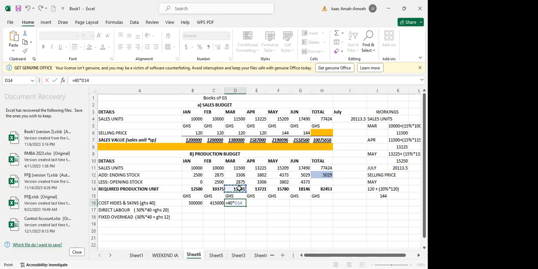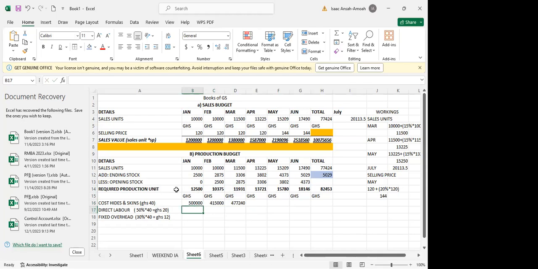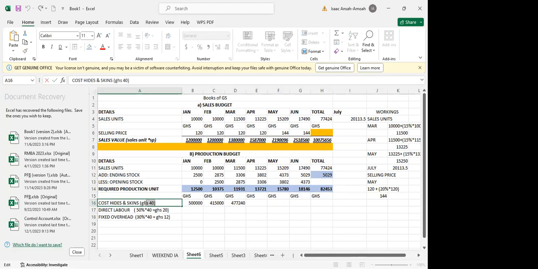Isaac, please, I'm a bit lost. Which one? What are we multiplying it with, please? Cost of 40 cedis by required production unit, right? So all these elements, all the cost elements here, we are going to multiply with the required production unit. Maybe I have to highlight this to guide understanding a bit. Okay, so you are multiplying all the cost elements by the required production unit. Okay. I get it. Thank you. Welcome.